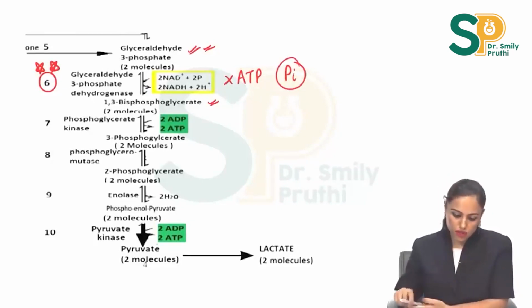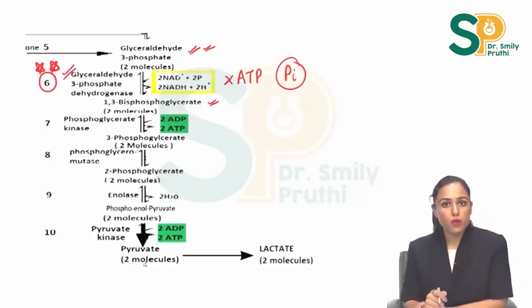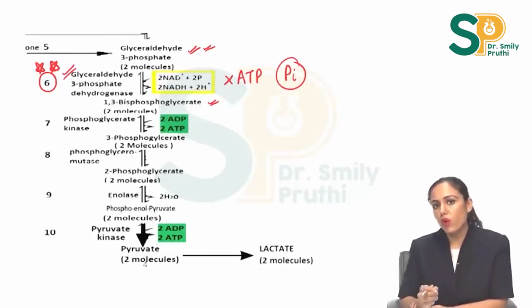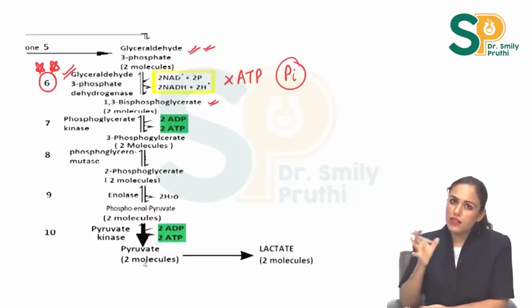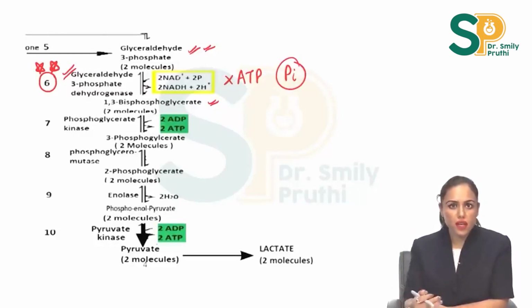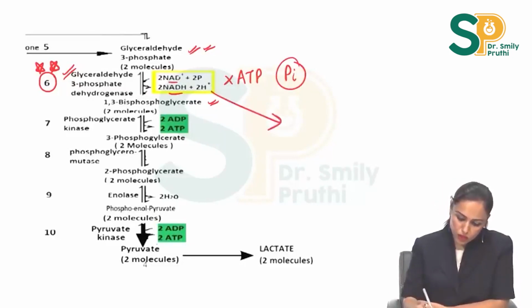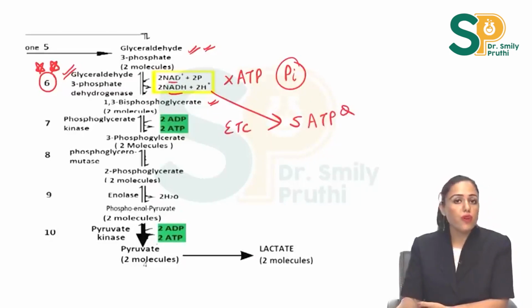The name of this enzyme is glyceraldehyde 3-phosphate dehydrogenase, and this is the only step of glycolysis which uses inorganic phosphate. And see, the name of the enzyme is dehydrogenase. I told you dehydrogenase means hydrogen is removed and somebody will come to take this hydrogen, and most of the time that somebody is NAD. Here also it is NAD. NAD will take this hydrogen and form NADH. I have written 2 here because we started with 2 molecules of glyceraldehyde 3-phosphate. These 2 NADH will later go into the ETC to give 5 ATPs. So this step is responsible for giving 5 ATPs.